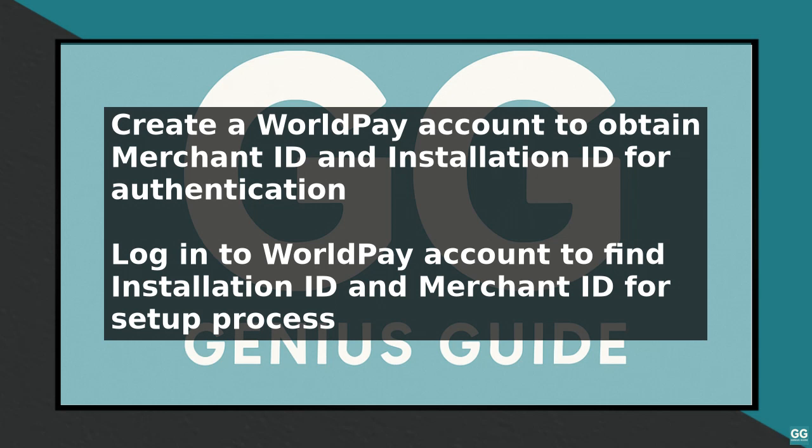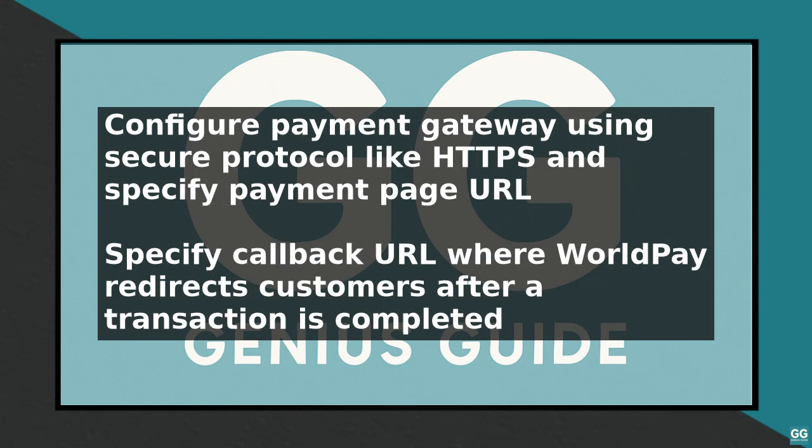First, log into your WorldPay account and navigate to the installation section, where you will find your installation ID. Copy and save this ID, as you will need it later in the setup process. Next, go to the merchant section and locate your merchant ID, which is typically a series of numbers and letters assigned to your account.